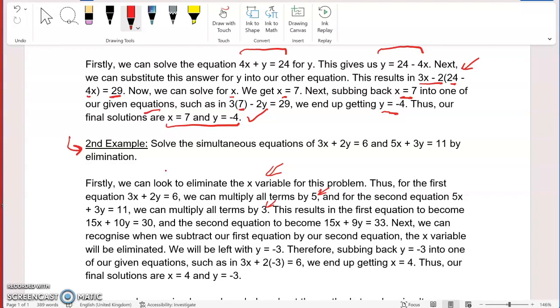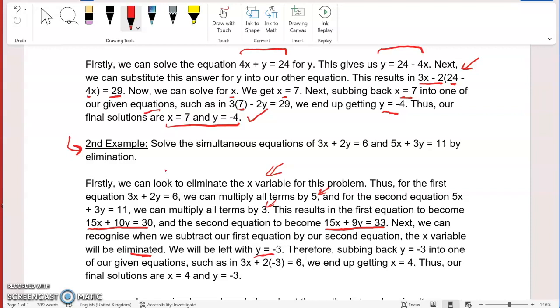This results in the first equation becoming 15x plus 10y equals 30, and the second equation becoming 15x plus 9y equals 33. Next, we can recognize that when we subtract our first equation by our second equation, so that's this equation on the left subtracted by the equation on the right, which I've underlined above, the x variable will be eliminated. In this case, we'll be left with y equals minus 3 once we simplify.